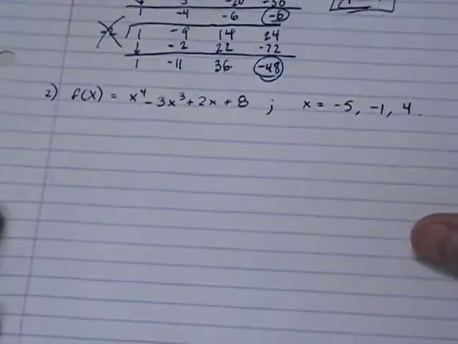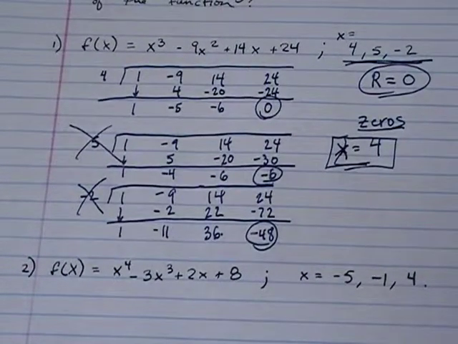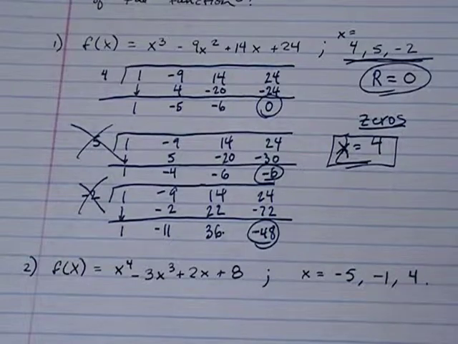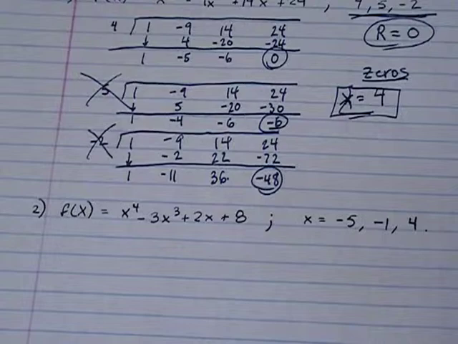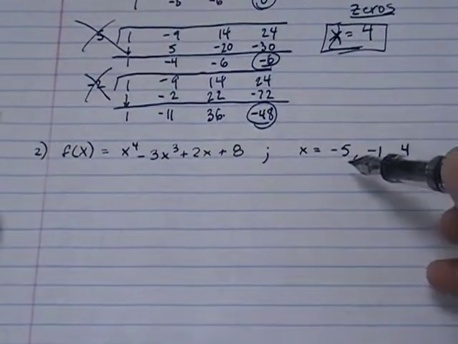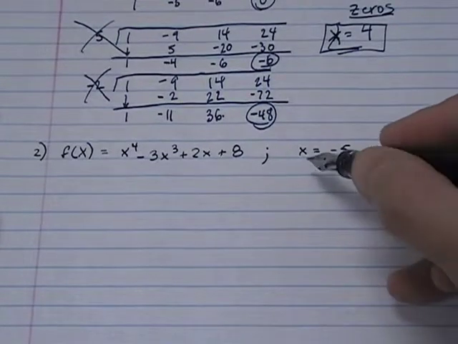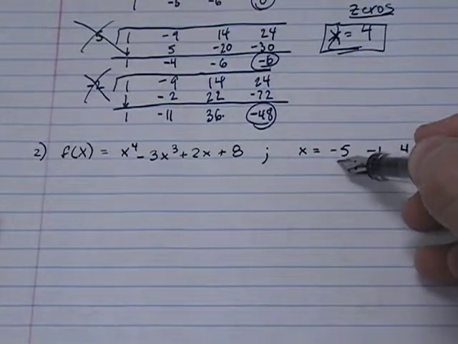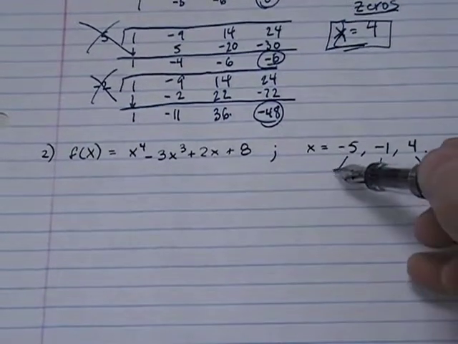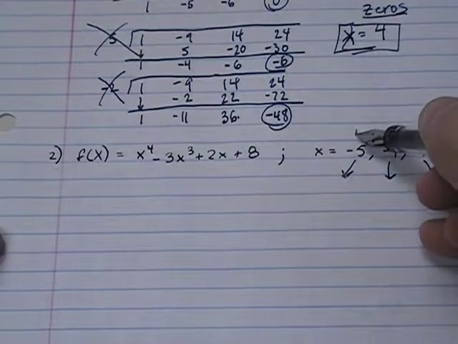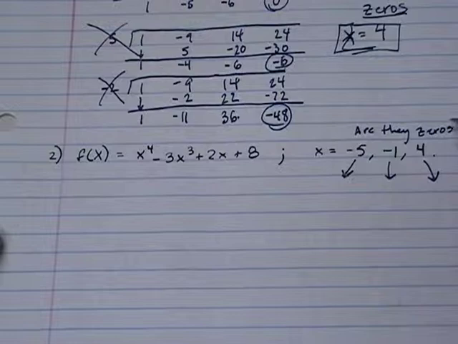Okay? So we've been given a second question. I'll leave that up there for another second, let you see what I did there. We've been given another question: x to the 4th minus 3x to the 3rd plus 2x plus 8. And we've been given 3 options. Are these zeros? And it's yes or no. So I'm going to put underneath here, yes or no. Are they zeros?